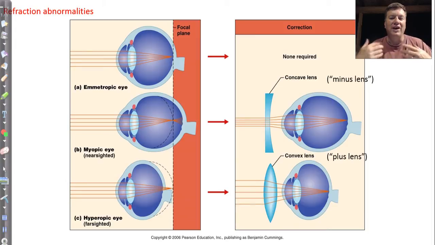So if you see a plus 1.5, that is hyperopia. That's farsighted. They can see far away, but they can't see up close. Someone who's myopic is nearsighted. They can see up close, but they can't see far away. And once again, if someone is going to have laser surgery, it does not fix the lens. It fixes the cornea.